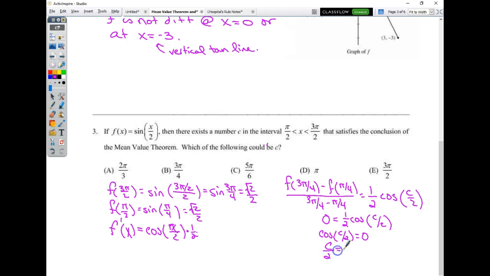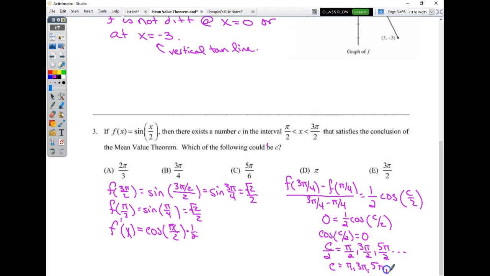So the first thing I do is I get rid of the cosine. So c/2 is going to be, where cosine is 0, π/2, 3π/2, 5π/2, and it's all of the odd multiples of π/2. Then what I realize is that to get to my answer I need to not be c/2, I just need to be c. So I'm going to multiply each one of these by 2. So π/2 times 2 is π. 3π/2 times 2 is 3π. 5π/2 times 2 is 5π.